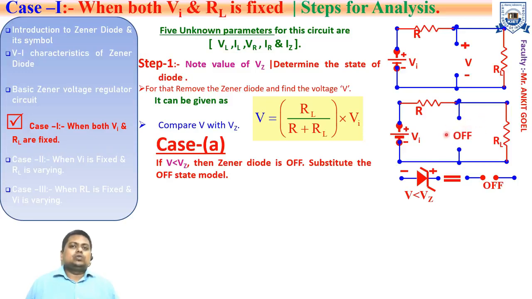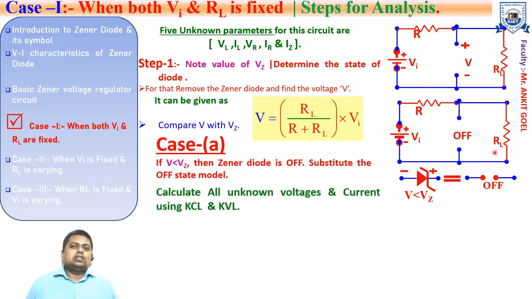It is an open circuit. As soon as this Zener diode is in the off state, you can easily calculate these unknown parameters by applying KVL and KCL. So as soon as the Zener diode is in the off state, the Zener current IZ will be equal to 0 milliampere, because it is an open circuit.